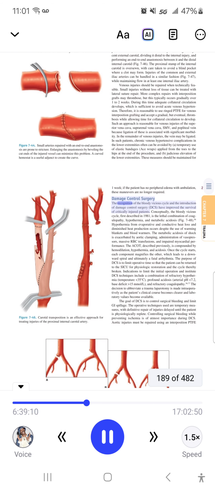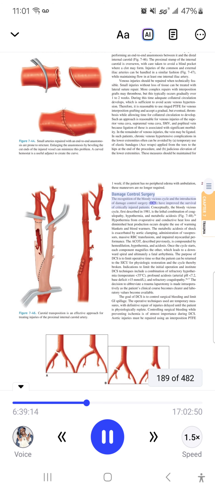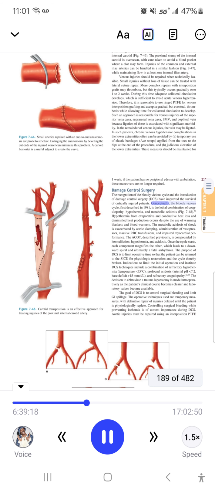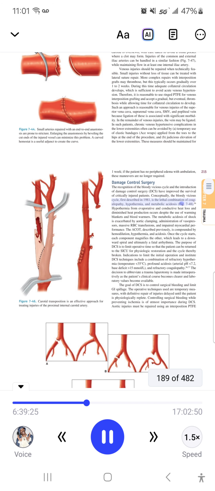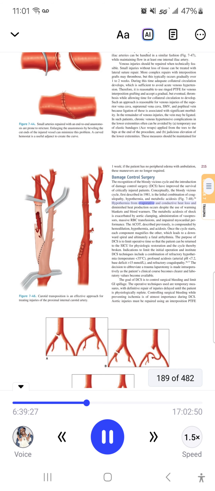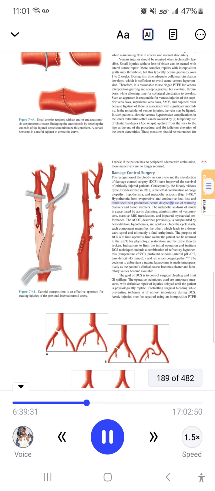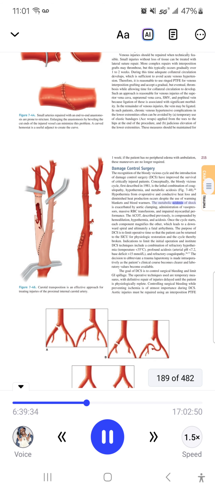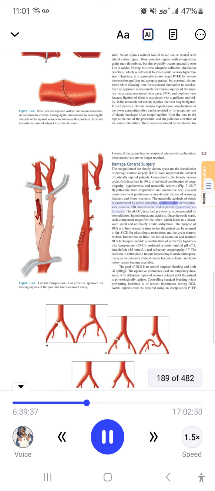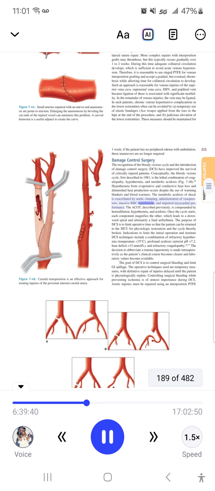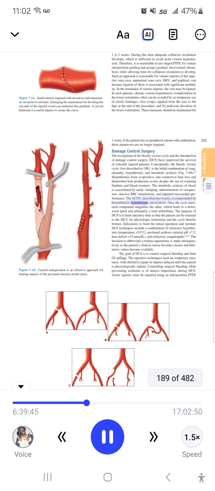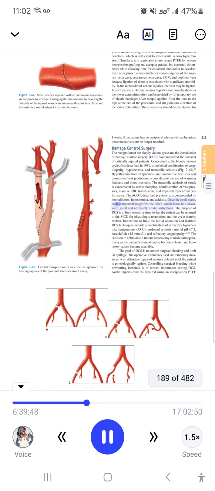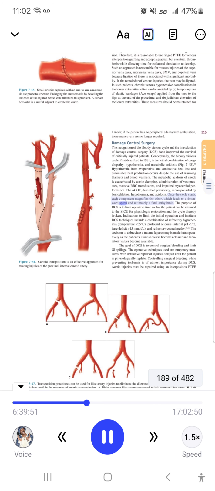Damage control surgery. The recognition of the bloody vicious cycle and the introduction of damage control surgery, DCS, have improved the survival of critically injured patients. Conceptually, the bloody vicious cycle, first described in 1981, is the lethal combination of coagulopathy, hypothermia, and metabolic acidosis. Fig. 748. Hypothermia from evaporative and conductive heat loss and diminished heat production occurs despite the use of warming blankets and blood warmers. The metabolic acidosis of shock is exacerbated by aortic clamping, administration of vasopressors, massive RBC transfusions, and impaired myocardial performance. The ACOT, described previously, is compounded by hemodilution, hypothermia, and acidosis. Once the cycle starts, each component magnifies the other, which leads to a downward spiral and ultimately a fatal arrhythmia.